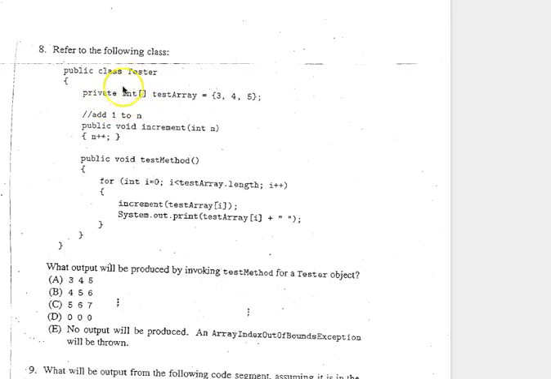So this particular code segment probably would not execute because it doesn't have a main method, by the way. Anyway, it would compile, and that's enough. So what output will be produced by invoking, which just means executing or calling, the test method for this tester object? So here's the test method, and let's go.